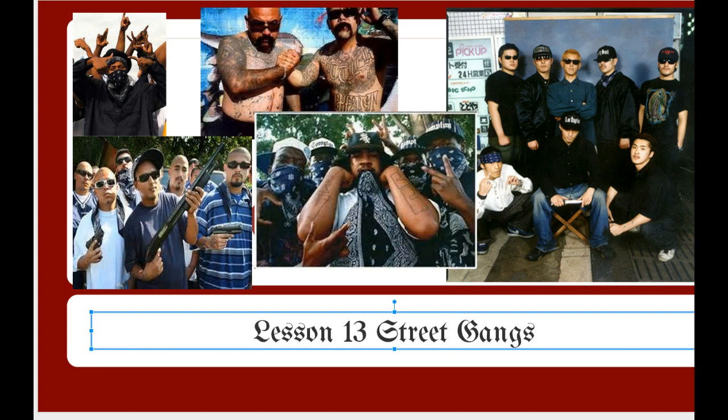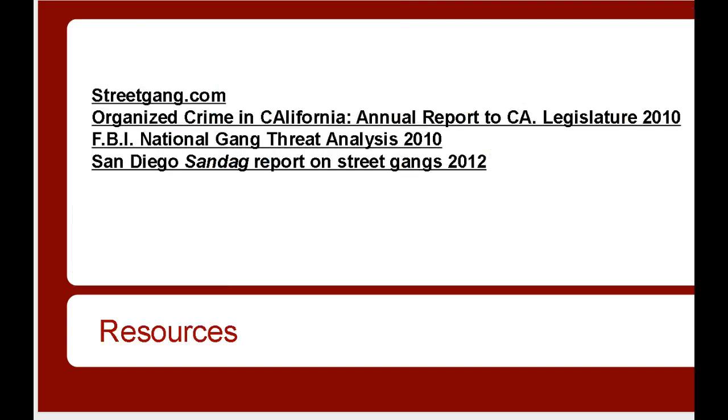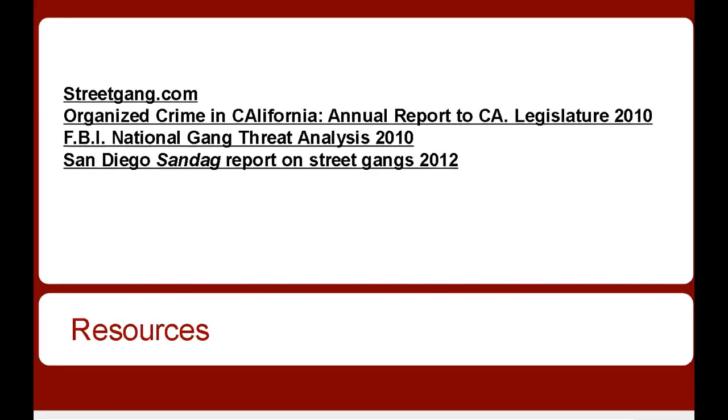So, to start off with, this is a link to a number of different resources. Streetgang.com is really good. It focuses a lot on LA, but it gives you insight into history and the number of gangs in and around that area. Organized Crime in California is an annual report to the legislature. I couldn't find anything quite up to date, but 2010 is probably the most complete, so I use that as a link.